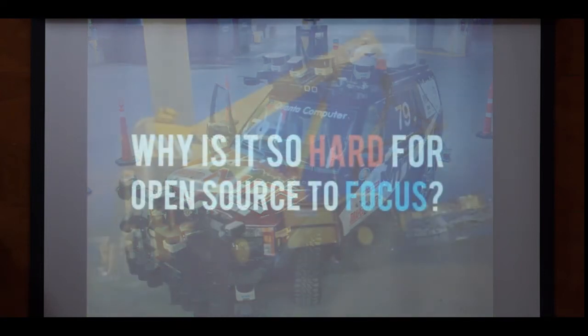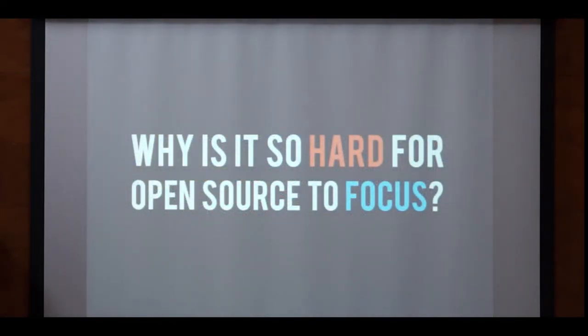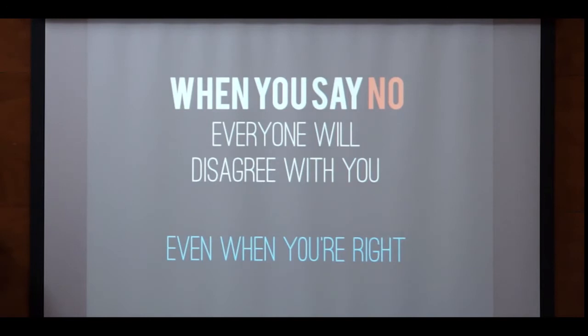So why is it so hard for open source to focus? Why is it so easy for us to create amazing products, but so hard for us to create mainstream, widely adopted products? I think there's a lot of reasons, not least of which the always imminent threat of someone saying, well, I'll fork it then. But one of the biggest is probably that when you say no, everyone will disagree with you, even when you're right. And this isn't a case of someone might disagree with you. When you say no, people will disagree with you repeatedly, vehemently, and sometimes quite aggressively. When you say no to stuff, people don't like it.